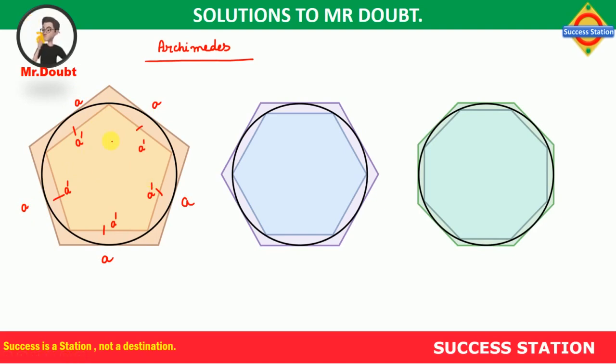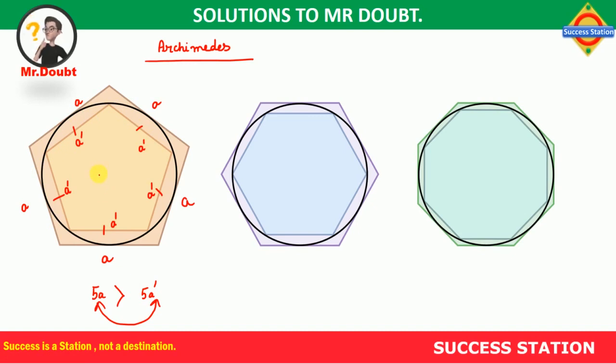So what will be the perimeter of the polygon which is circumscribed? 5a. What will be the perimeter of the polygon which is inscribed? 5a dash. Now it is obvious that 5a will be greater than 5a dash, but the perimeter of the circle will lie somewhere between 5a and 5a dash, right? So he tried to approximate. Now obviously, by this method they will not get an exact value of the perimeter of the circle.